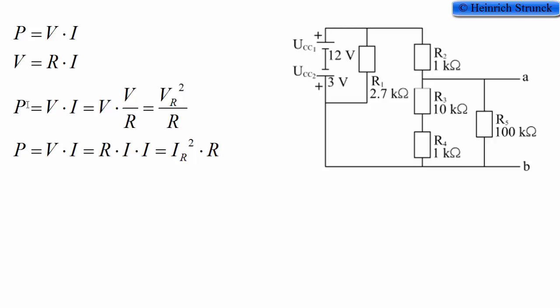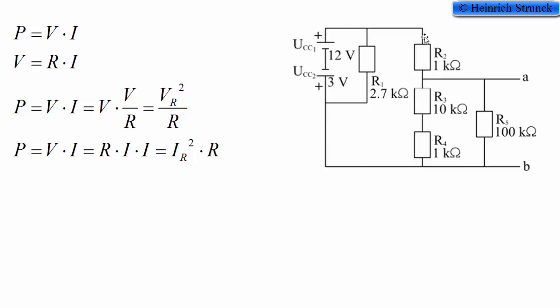Down here we see that still the power is equal to the voltage times the current, and instead of writing the current, we can say that the current must be the voltage divided by the resistance. So we have that the power is the voltage times voltage divided by the resistor. It gives us voltage across the resistor squared divided by the resistor. So if we have the voltage across this resistor, we can calculate the power by taking the voltage squared divided by the resistance.